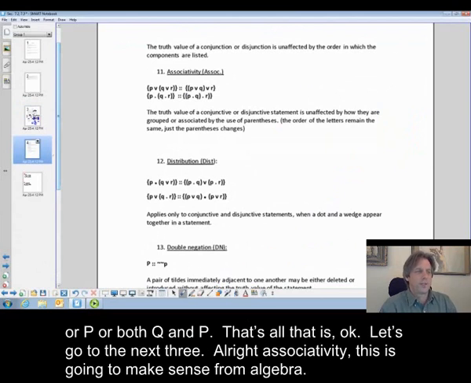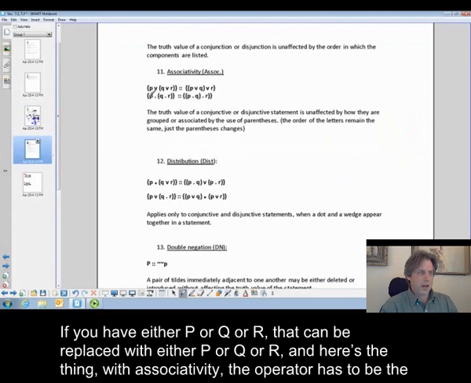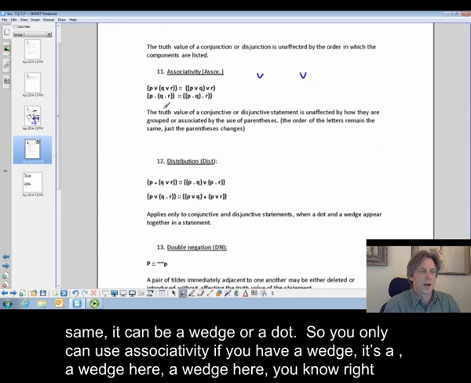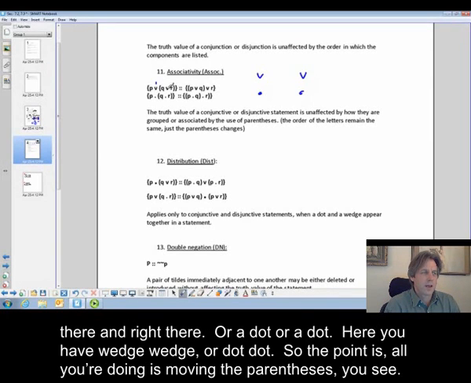All right, associativity, this is going to make sense from algebra. If you have either P or Q or R, that can be replaced with either P or Q or R. And here's the thing, with associativity, the operator has to be the same. It could be a wedge or a dot. So you only can use associativity if you have a wedge. It's a wedge here, a wedge here, right there and right there. Or a dot or a dot. Here you have wedge, wedge, dot, dot.